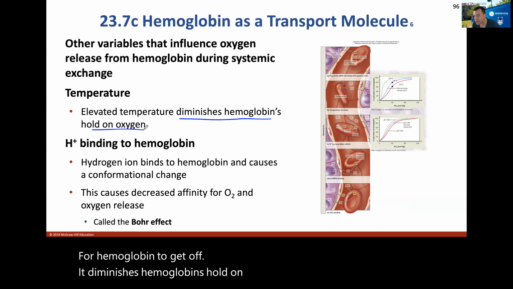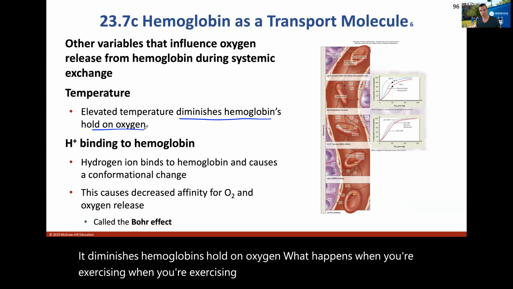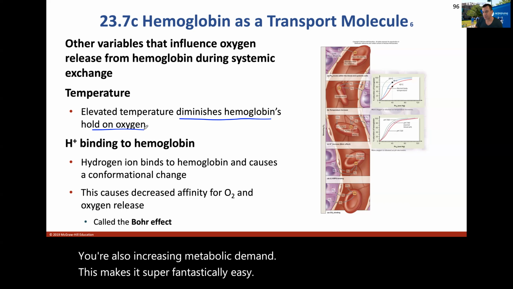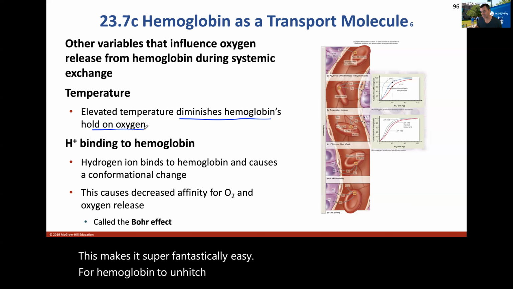What happens when you're exercising? When you're exercising, you increase the temperature in the muscles. Okay? You're also increasing metabolic demand. This makes it super fantastically easy for hemoglobin to unhitch itself from the red blood cell and get into the tissue.